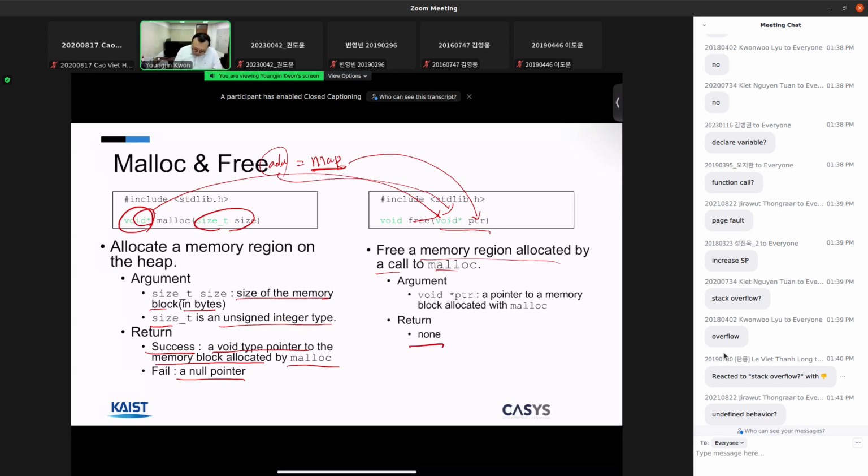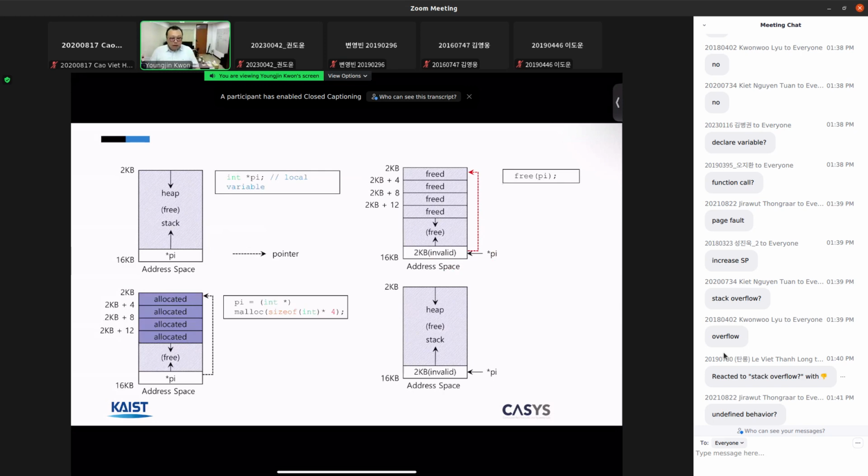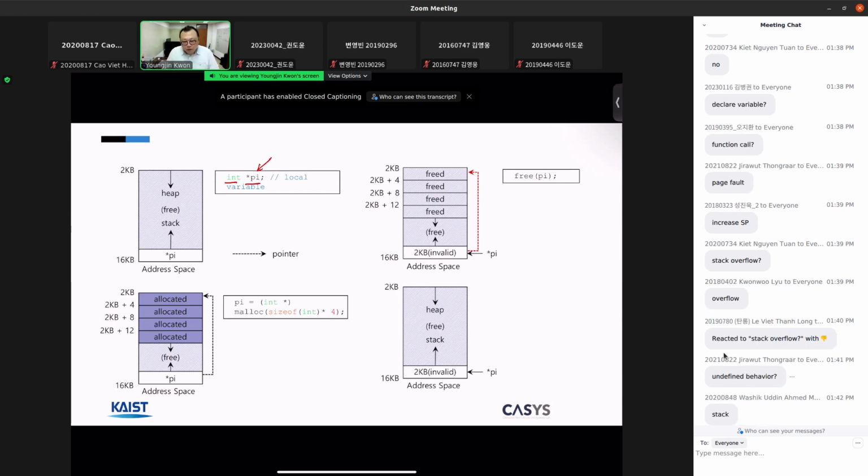All right, so this is malloc and free. Here is a simple illustration of what happens in malloc and free. In a function with int pointer pi, where is the location of pointer pi? Stack or heap? Simple question, right? It's in the stack, okay?